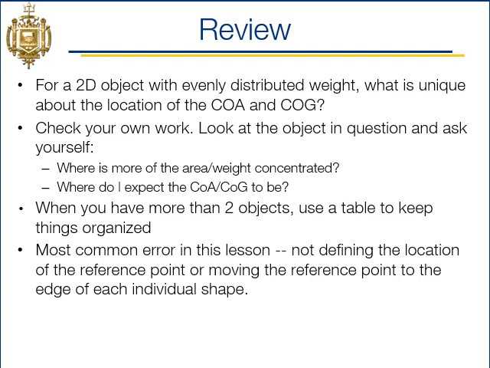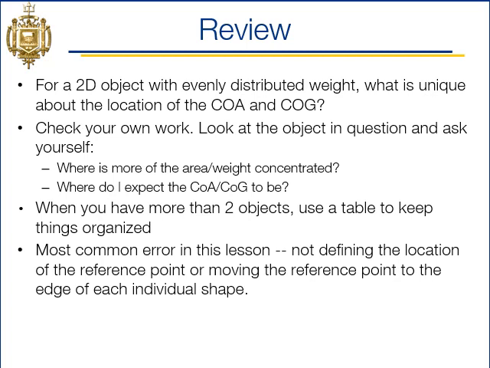All right, so a quick review. So for a 2D object with evenly distributed weight, what is unique about the center of area or the centroid and the center of gravity? They're co-located, right? So if we have a 2D object and everything's evenly distributed, our center of area and center of gravity will be at the same location. All right, so always sanity check your work. Do that last step, draw the coordinates that you got onto your shape and make sure that they make sense.